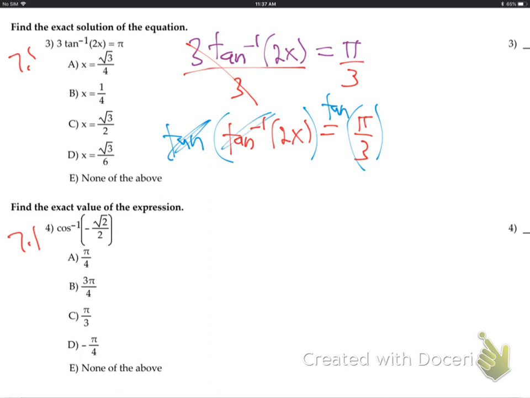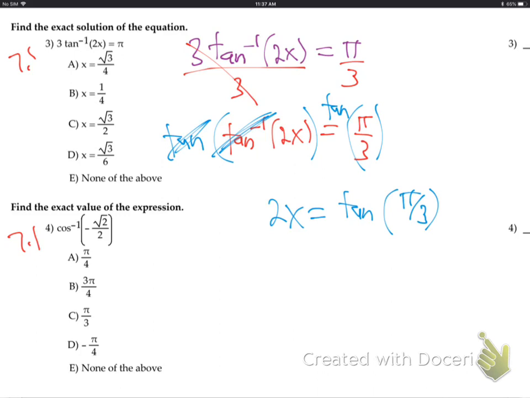You've got to take tangent of both sides, right? Because these will cancel each other out, because it's the opposite of tangent inverse. That's how we get rid of a function that's outside of something: we do the opposite function. That makes sense? That's why we have inverse functions. So then those cancel, and we just have 2x. The other side, tangent pi over 3.